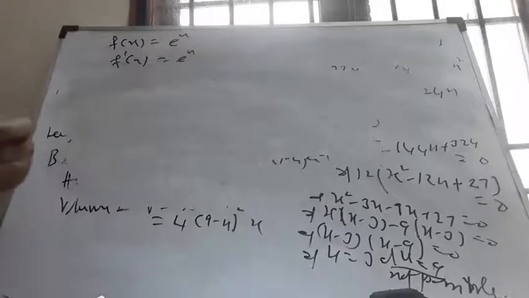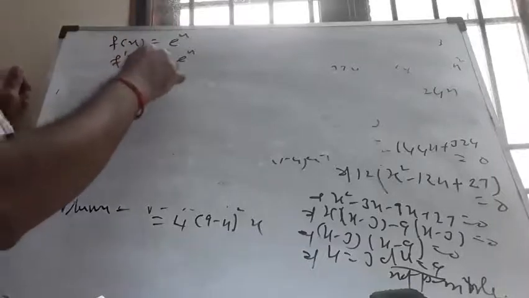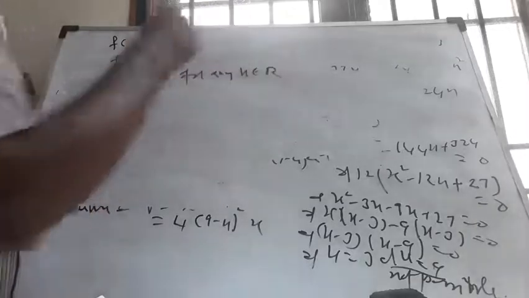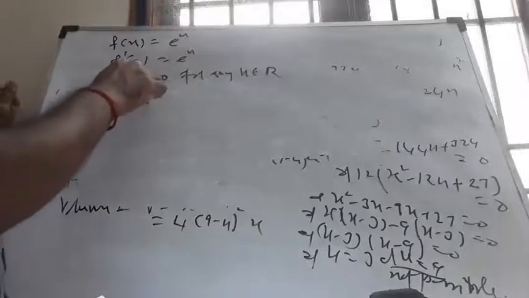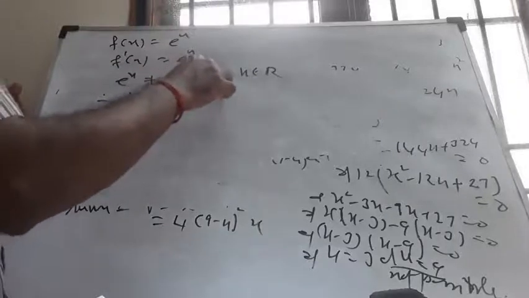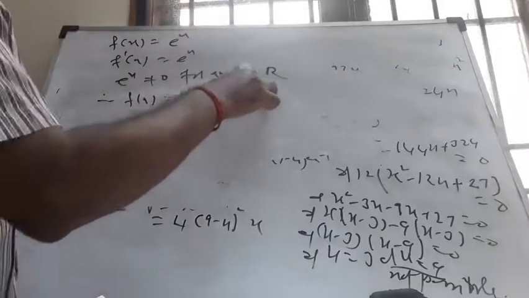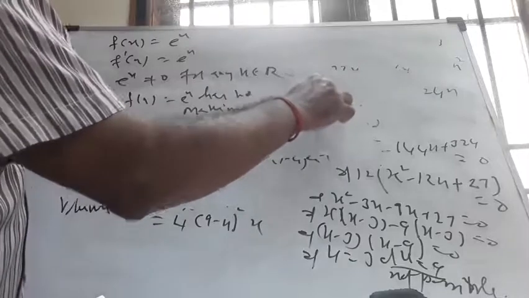For a function to have a local maximum or local minimum, the common condition is that the first derivative should be 0. Now e power x is not equal to 0 for any x element of R. e power x will never become 0. Therefore, f of x equal to e power x has no maxima or minima. You can't get a maximum value or minimum value.